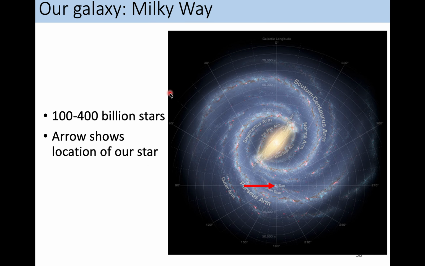So our galaxy within that universe is called the Milky Way galaxy. It is a spiral galaxy. It has this spiral shape. We will learn a lot about different types of galaxies later in the course. And here is our sun. You'll see it's labeled. This is where our solar system is located within our galaxy. Our galaxy has between 100 and 400 billion stars within it.